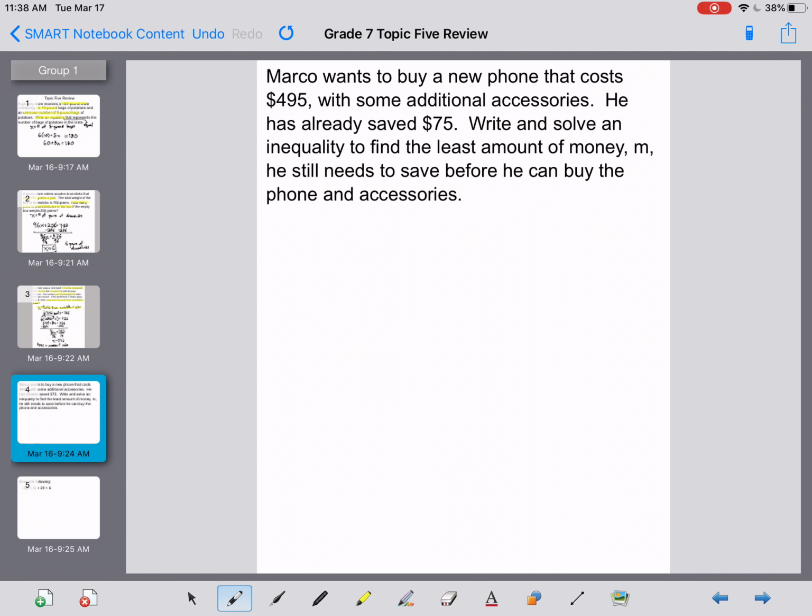The next problem. Marco wants to buy a new phone that costs $495 with some additional accessories. He has already saved $75. Write and solve an inequality to find the least amount of money M he still needs to save before he can buy the phone and accessories. Take a second to copy down the question.